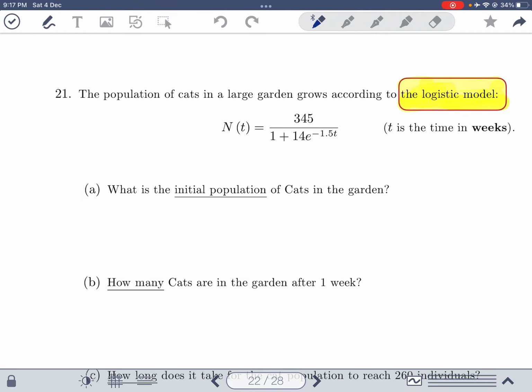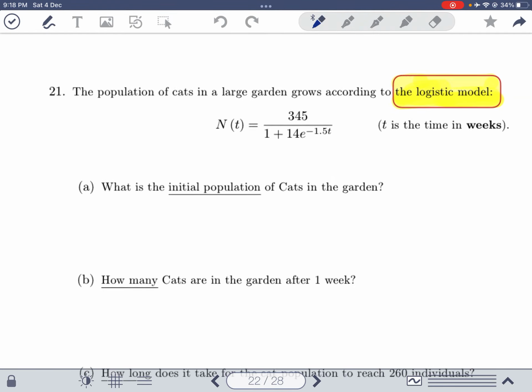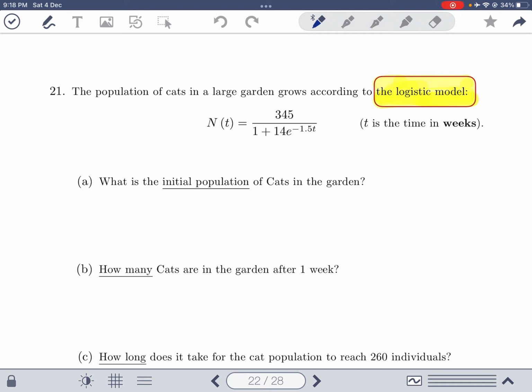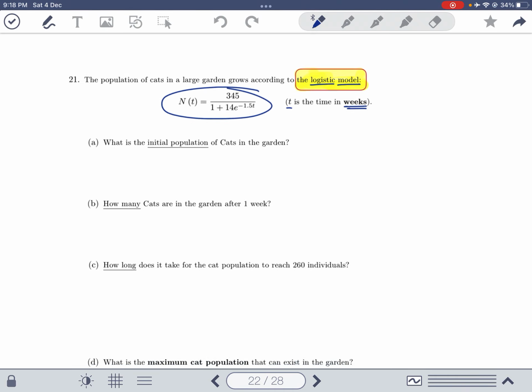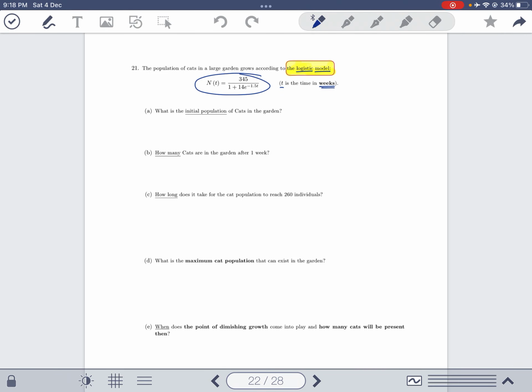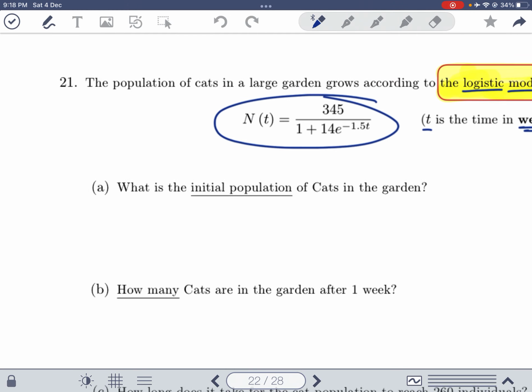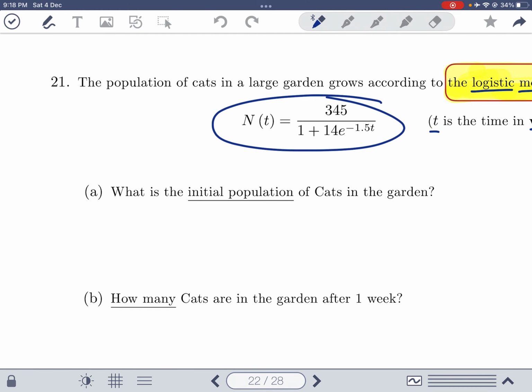Okay, in this question, we're given that the population of cats in a large garden grows according to the logistic model, and they give it to us, where t is the time in weeks. And then there are several questions here. I would like to answer all of them by looking in general.